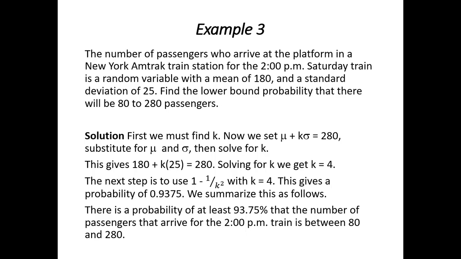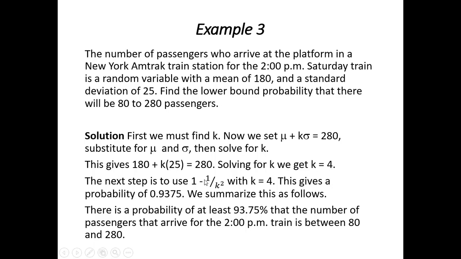Again, first we find k. In fact, in all of these we find k. So now we set mu plus k sigma equal to 280. I could use mu minus k sigma, but then I would have to use the lower bound. But either way, we would get the same answer. When I substitute in 180 for mu and 25 for sigma, we'll get an equation that looks like this. Now we solve this for k, subtract 180 from both sides. So that would give us k times 25 is 100. And then solving for k, we get k is 4.